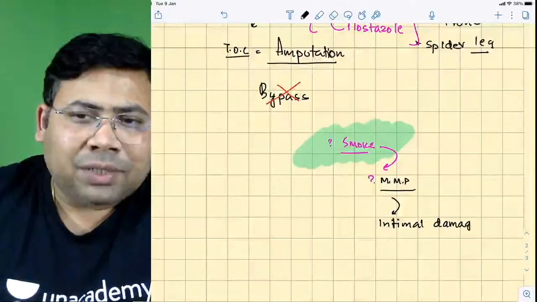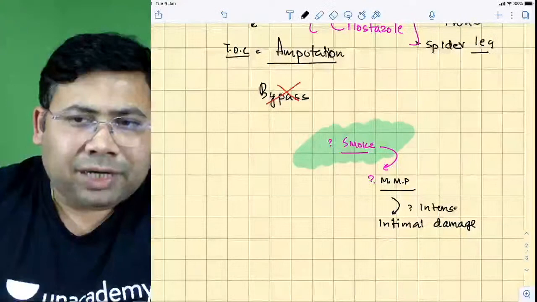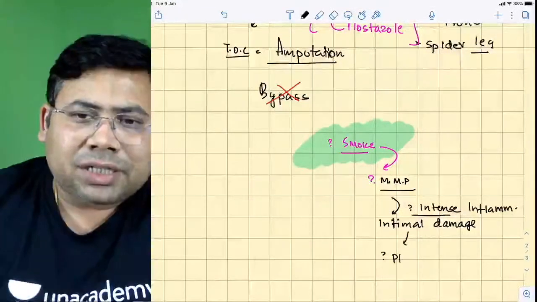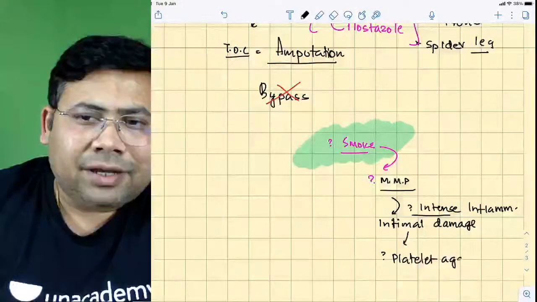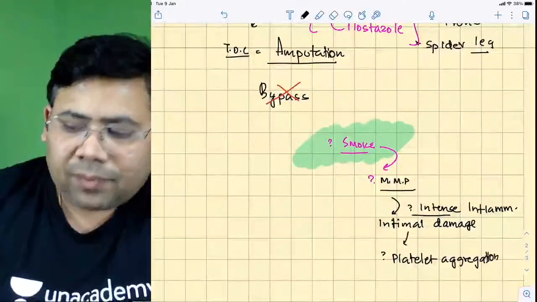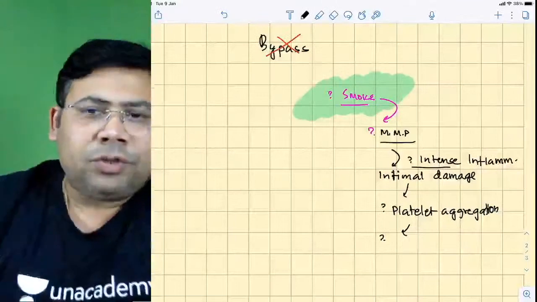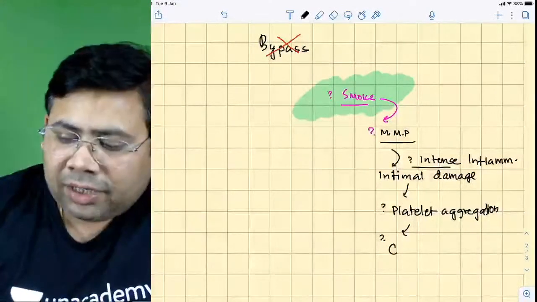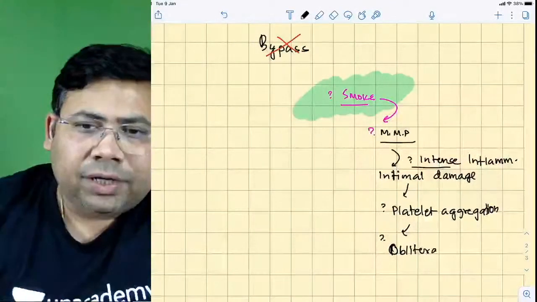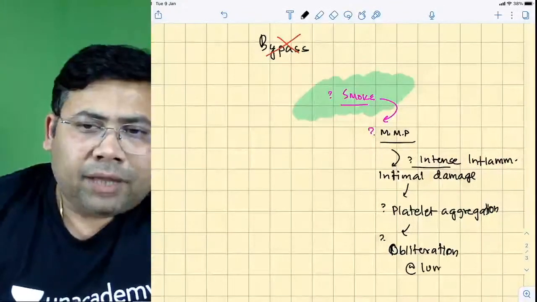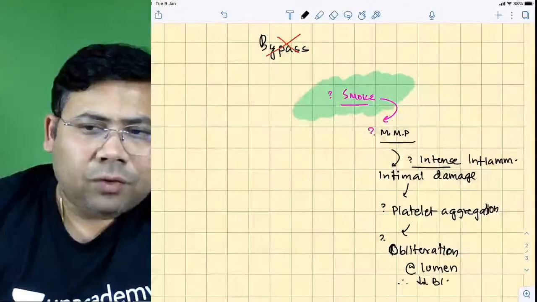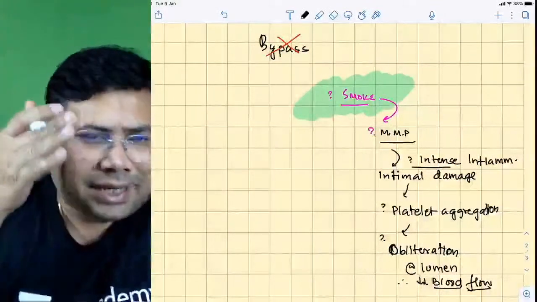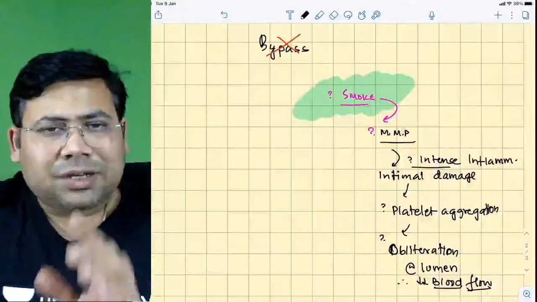Why does intimal damage happen? Because of the intense inflammation. Are you getting it, Nitin? Because of the intimal damage, there is platelet aggregation. Now the things are going to compound and the lumen is going to get obliterated, and therefore there is a decrease in the blood flow. Are you getting this point? That is why this involves the small or medium size vessels and nerves first.